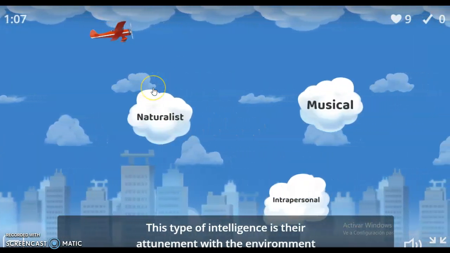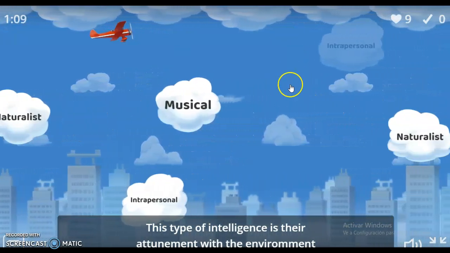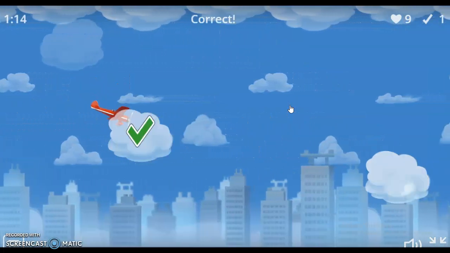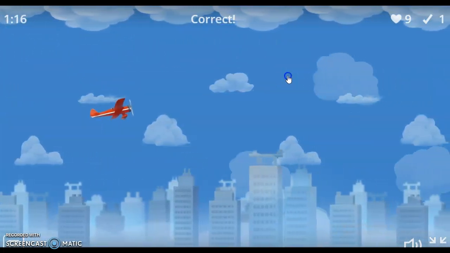What is the intelligence? Yes, the naturalist. Excellent.